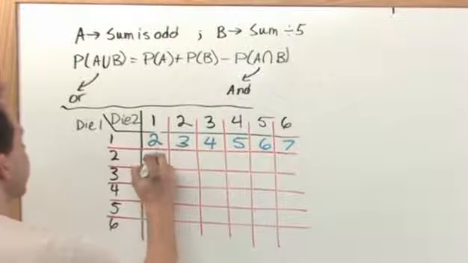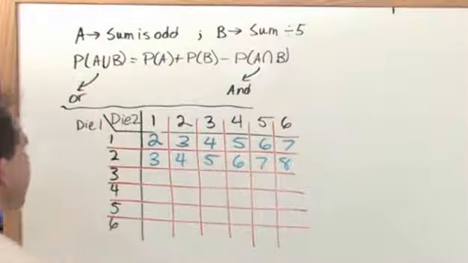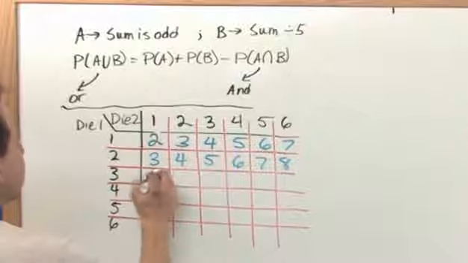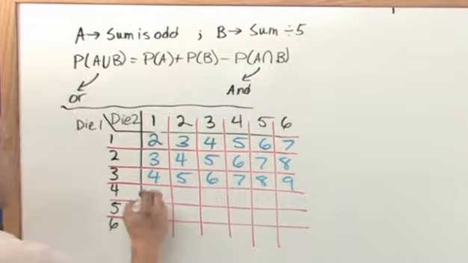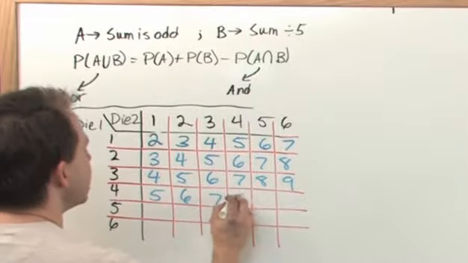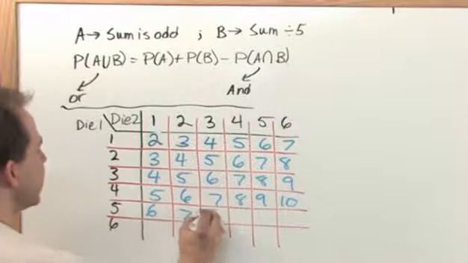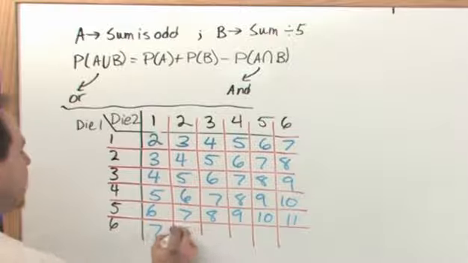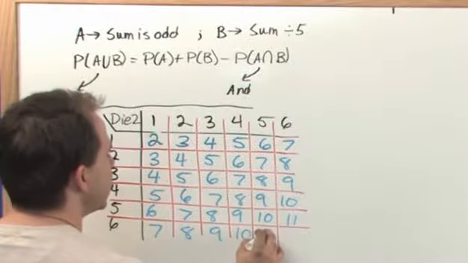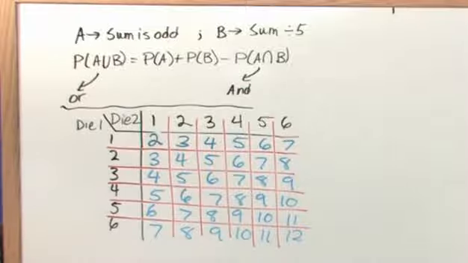1 plus 2 gives me 3, 4, 5, 6, 7, 8. I think you can convince yourself. 1 plus 3 is 4, 5, 6, 7, 8, 9. I think you can see the pattern. 5, 6, 7, 8, 9, 10. 6, 7, 8, 9, 10, 11. And 7, 8, 9, 10, 11, 12. 6 plus 6 gives me 12. So I was easily able to fill in the table.